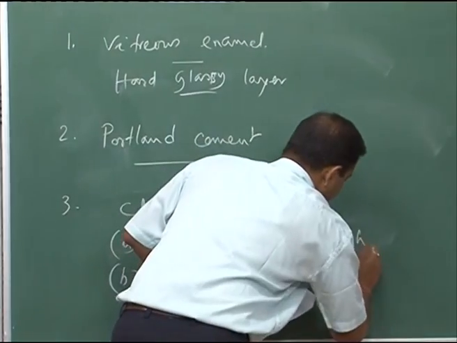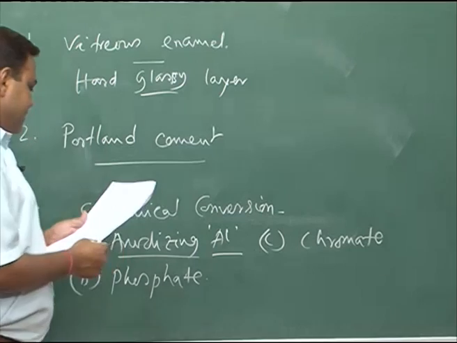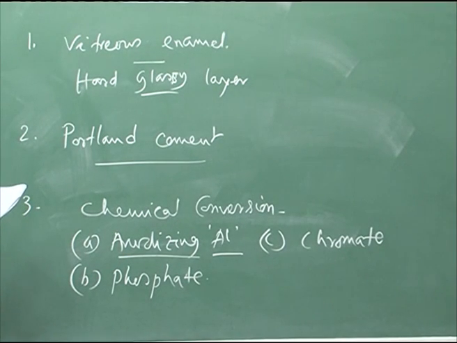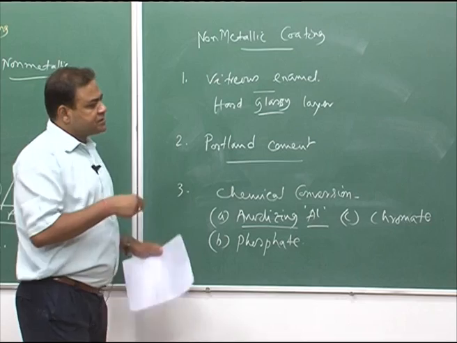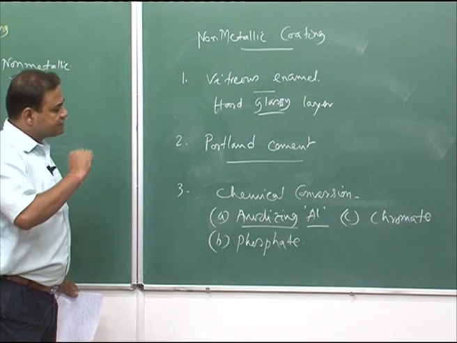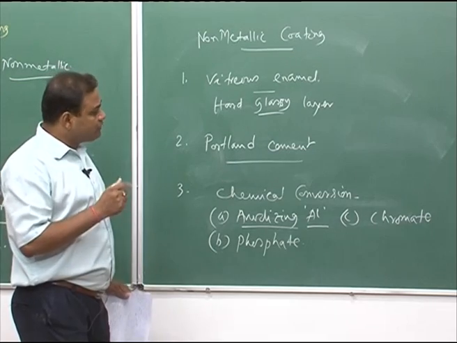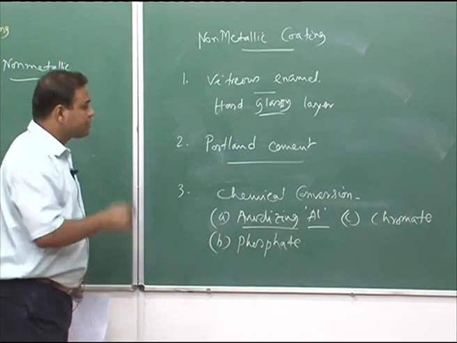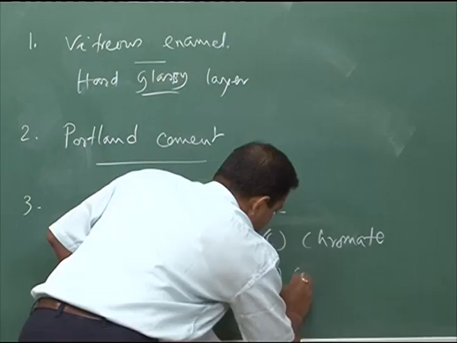Then we can also have chromate coating. Here, the metal object, which could be aluminum, zinc or cadmium, is dipped in chromate solution or chromic acid solution, and a chromate layer would form on the metal surface and it would give protection. So, that is the chromate coating. Then also we can have oxide coating.